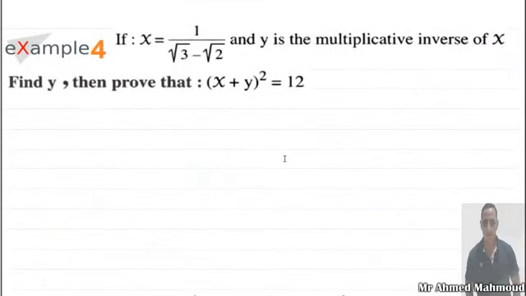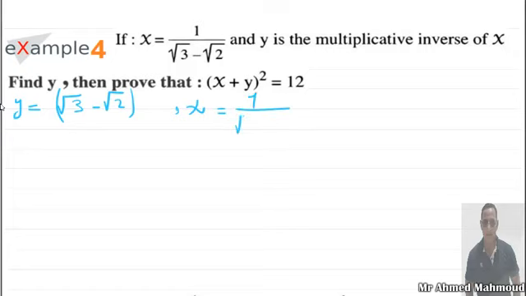In this example, we have here x equal 1 over root 3 minus root 2, and y is a multiplicative inverse of x. First I need to find y. Y here, the multiplicative inverse of this number equal root 3 minus square root 2. Okay, x is not in the simplest form. 1 over root 3 minus square root 2.